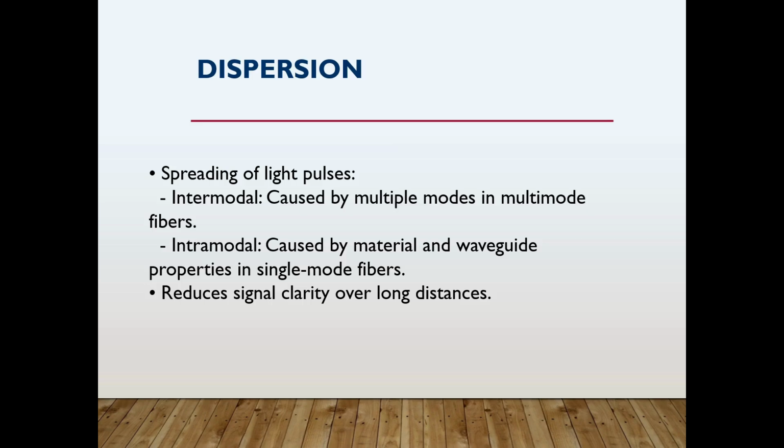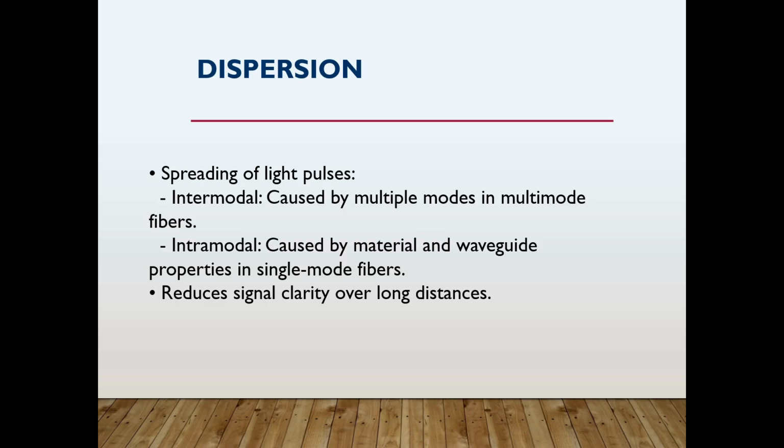The next topic is dispersion. Dispersion refers to the spreading of light pulses as they travel, which can blur the signal. There are two main types of dispersion: intermodal dispersion and intramodal dispersion.